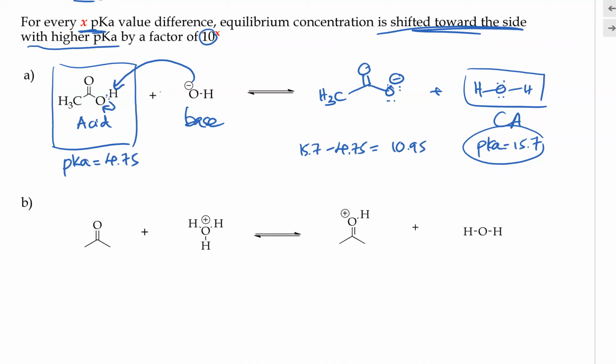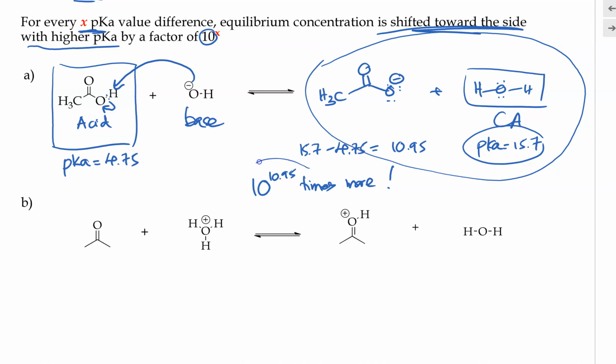And in fact, it will equal the following. It will be 10 to the 10.95 times more. So once this reaction has reached equilibrium, the concentration of the product will be this many times more than the concentration of the reactant. So we would see the reaction pushed heavily to the product side. So that's how we can use pKa values to quantitatively describe the equilibrium of an acid and base reaction.